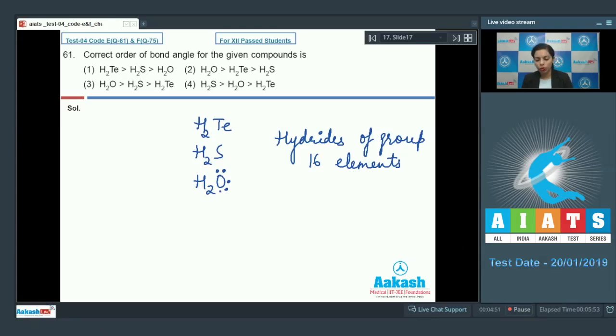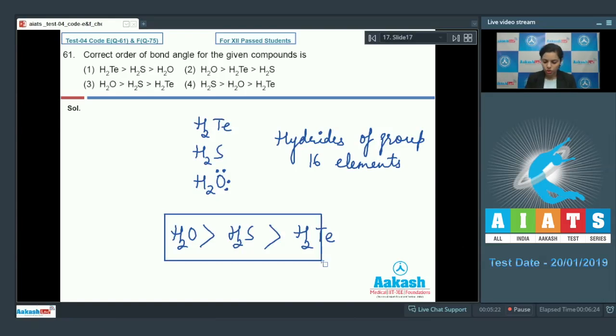Due to the small size of oxygen, there is more lone pair repulsion, and due to that repulsion the bond angle is more. In case of sulfur, size is comparatively larger, less repulsion is there, and that's why bond angle is less. Finally, in case of tellurium, the bond angle is least. It means the correct order of the bond angle is maximum for H2O, then H2S, and then H2Te. This would be the order. So this order that I've just written here is correctly given in option 3, and that's why this is the correct answer for this question.